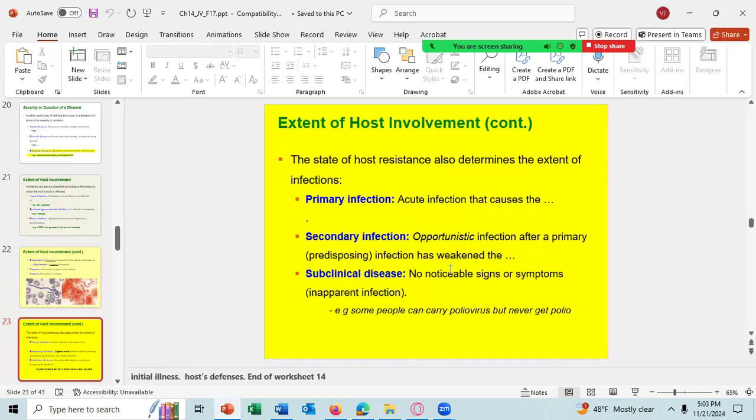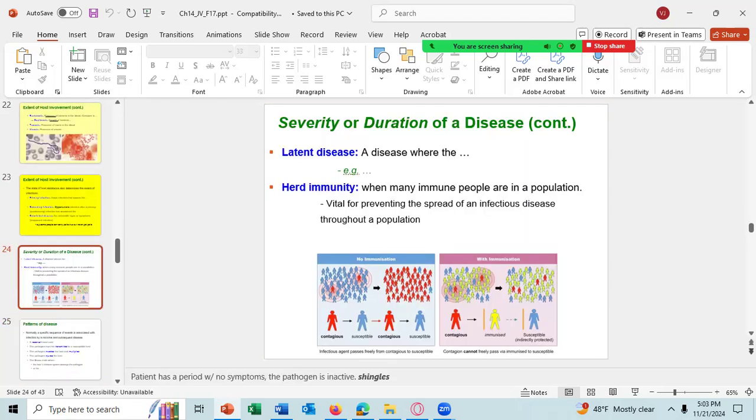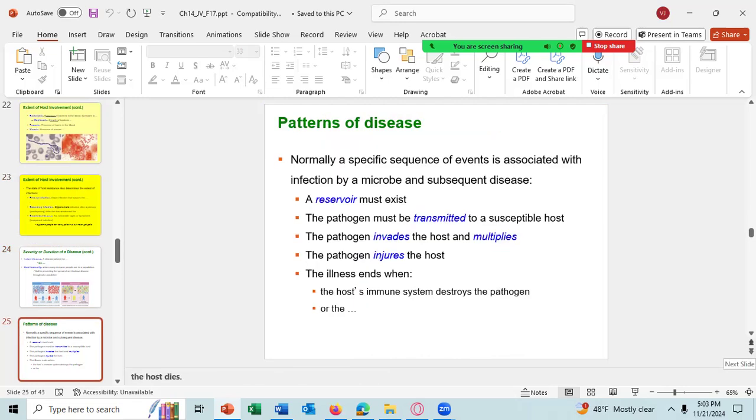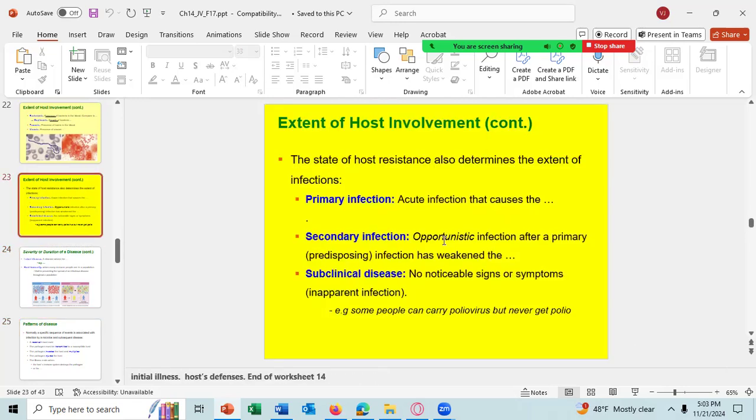Talking a little further about the extent of host involvement in an infection, the state of host resistance also determines the extent of the infection. A primary infection, did we talk about this? We did, yeah. No, we didn't talk about latent infection. Maybe I started talking about that slide, but I think maybe we had started this and I stopped it.